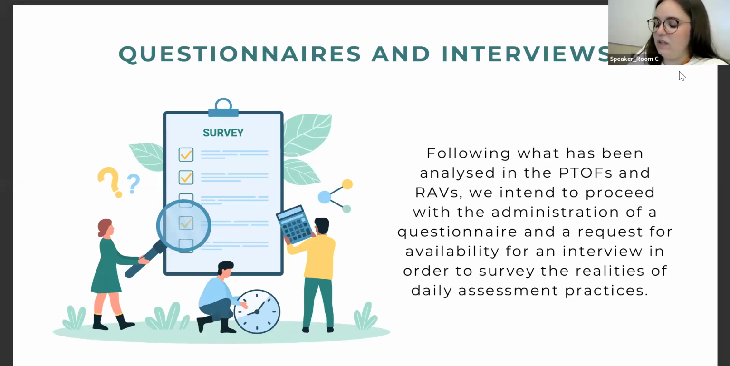We will proceed with the administration of the questionnaire and the request of availability for an interview in order to understand if the statements that we can read and analyze in the school documents are also shared with teachers and families in that school that we consider for the representative sample.